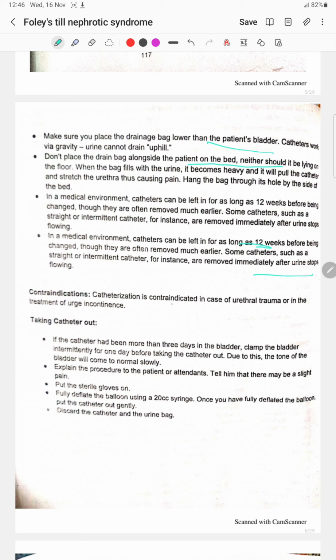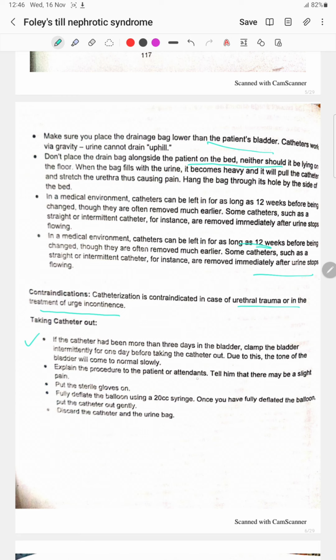Contraindications. Catheterization is contraindicated in the case of urethral trauma and in the treatment of urge incontinence. Taking the catheter out: if the catheter has been more than 3 days in the bladder, clamp it intermittently for 1 day before taking the catheter out. Due to this, the tone of the bladder will return to normal slowly.